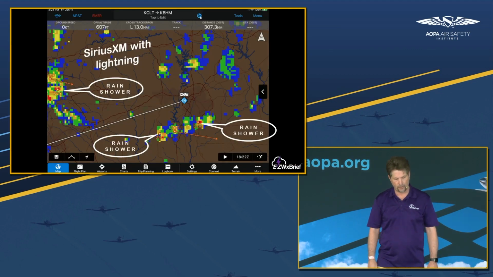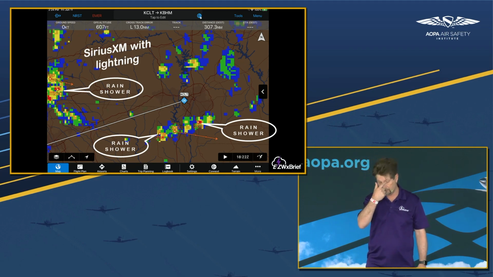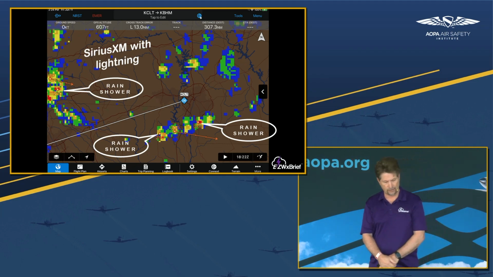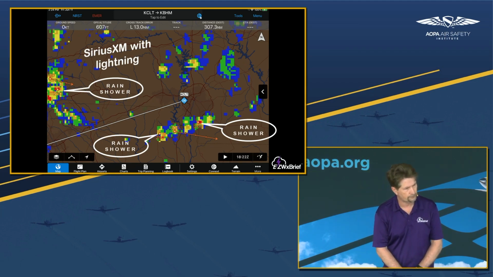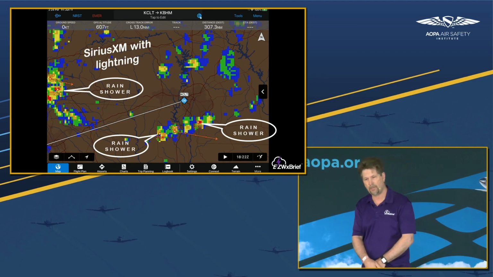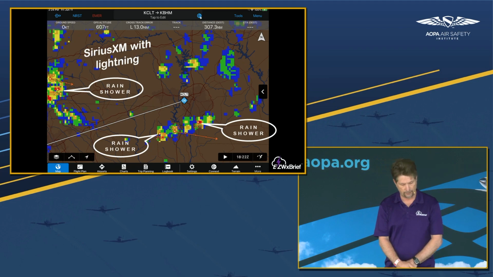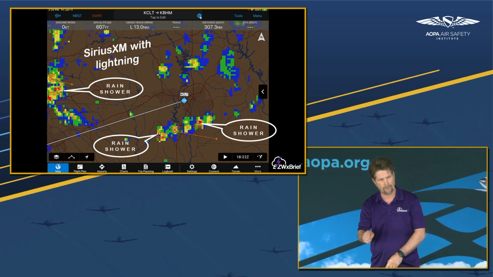So here's an example. You bring up your SiriusXM weather. You're looking at a depiction here, and you have your lightning turned on. Do you see any lightning strikes anywhere in that area? Anywhere on the screen? Not one. Not a single lightning strike there. Maybe your storm scope might be picking up a couple. All those cells that you see all around, even some of those that actually have the storm tracks on them, they're rain showers that could be producing that microburst that we just saw.